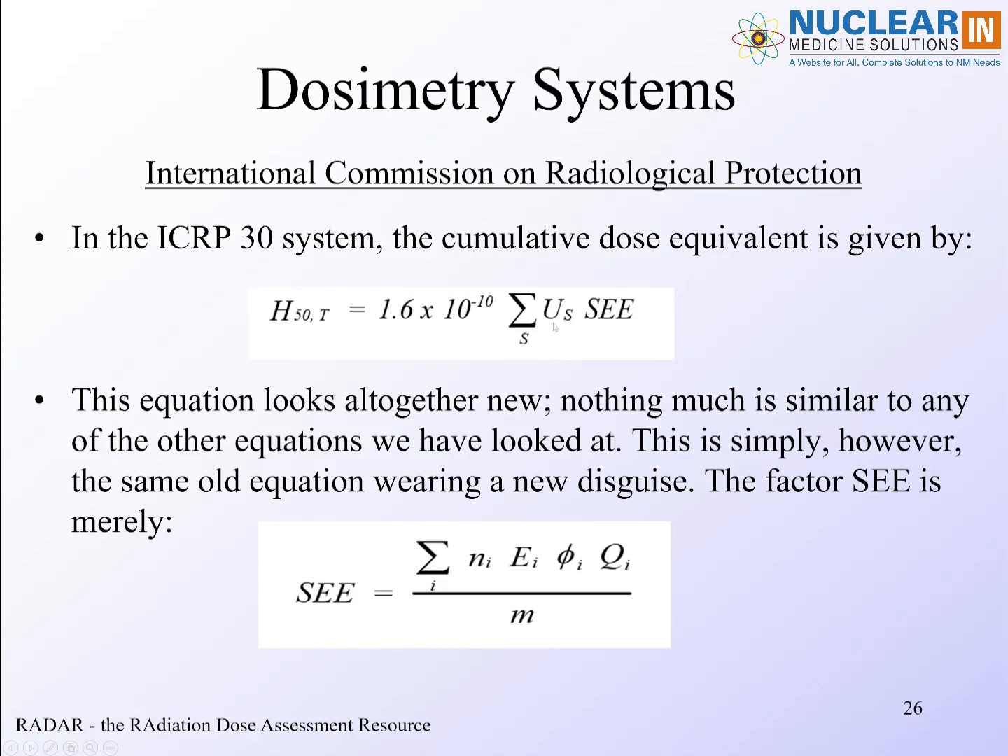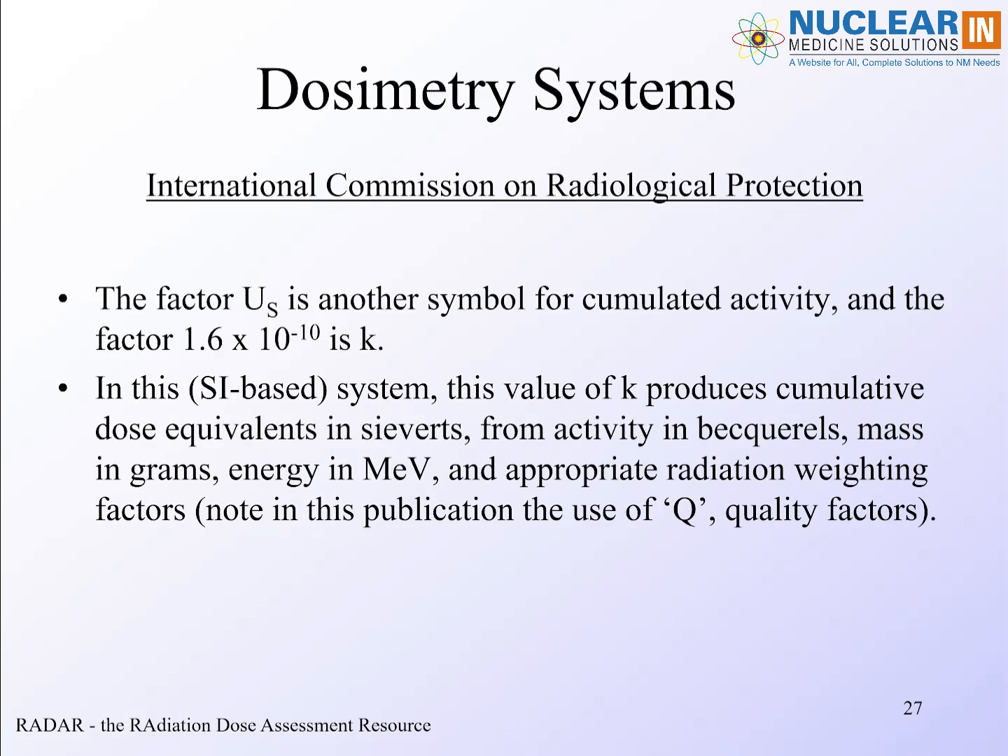U sub S is the integral of the time activity curve. I don't know why they use the term U. I've never understood that, but that's what it is. And SEE is just everything else. Now, in this case, this is activity. So now we have the energy terms, quality factor, per unit mass. So they're just pushing things together in a different way, but it's the same thing that you understand perfectly already. And the factor of K gives you cumulative dose in sievert from activity in becquerels, mass in grams, energy in MeV, and so on.